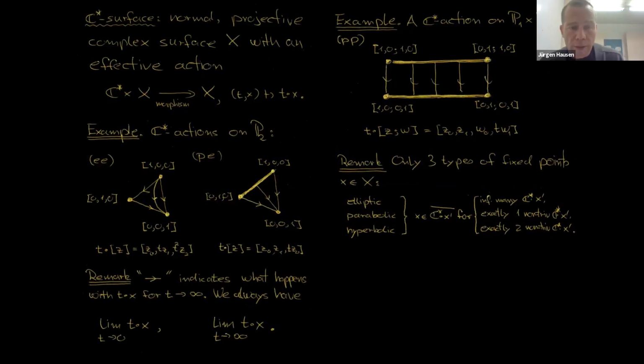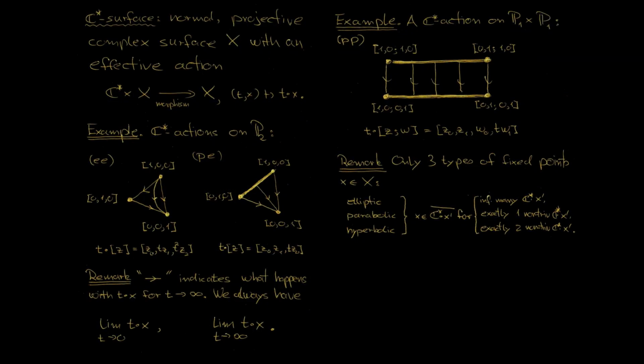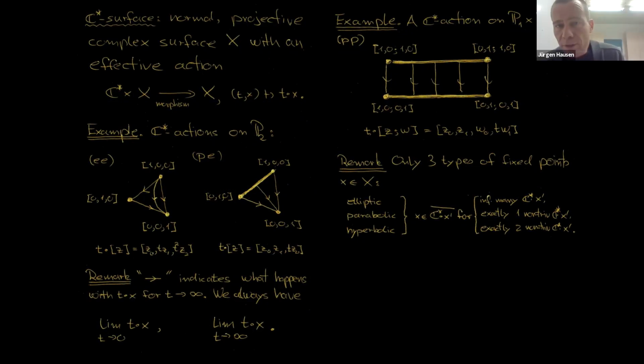So if you look at the examples, go to the action on the plane, the one on the left-hand side. There we have 2 elliptic fixed points, namely (1,0,0) and (0,0,1), and 1 hyperbolic fixed point, namely (0,1,0). Then, in the case of C-star acting on P1 times P1 fiberwise, we have 2 curves consisting of parabolic fixed points. These parabolic fixed points always show up in a curve.